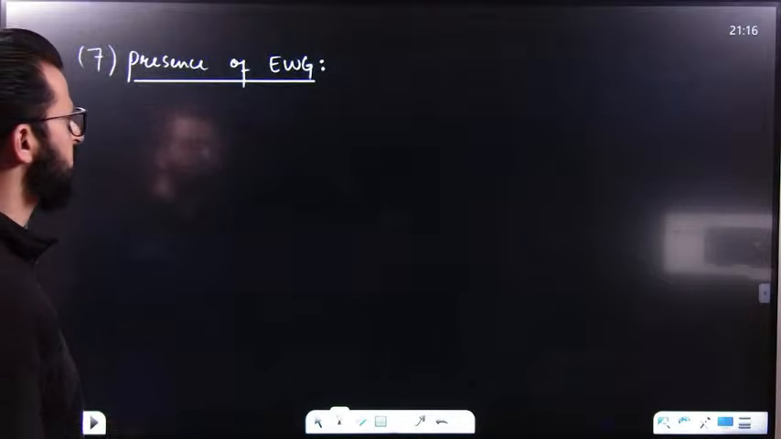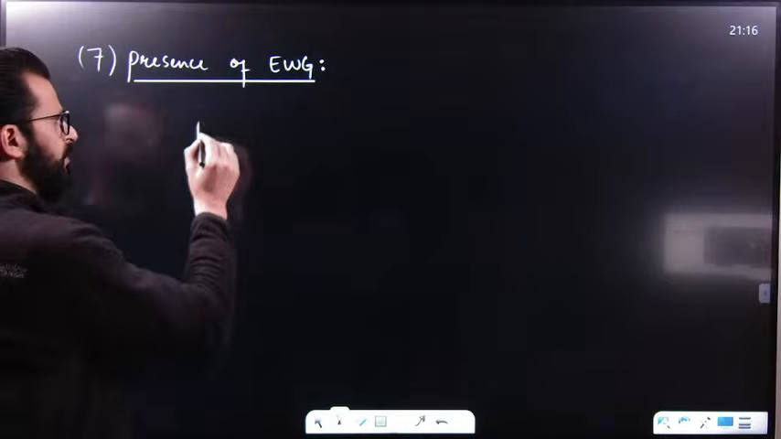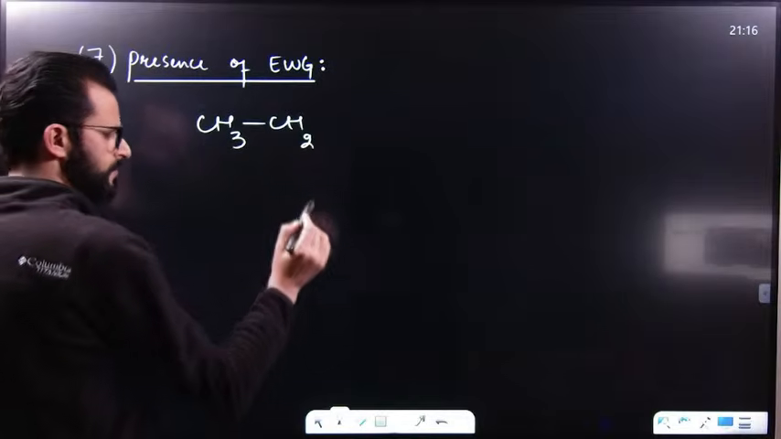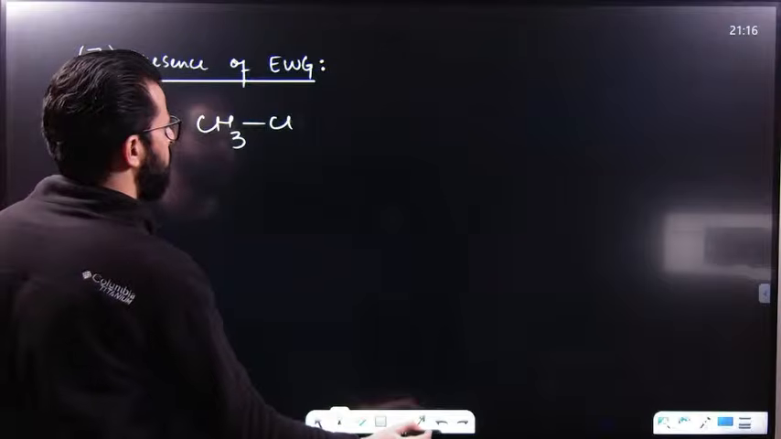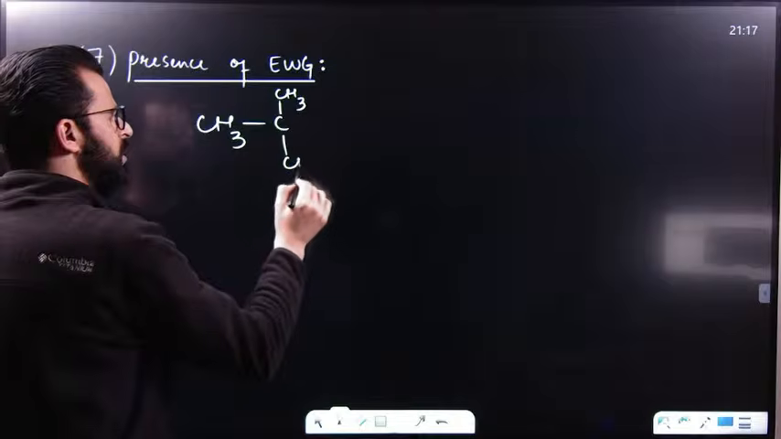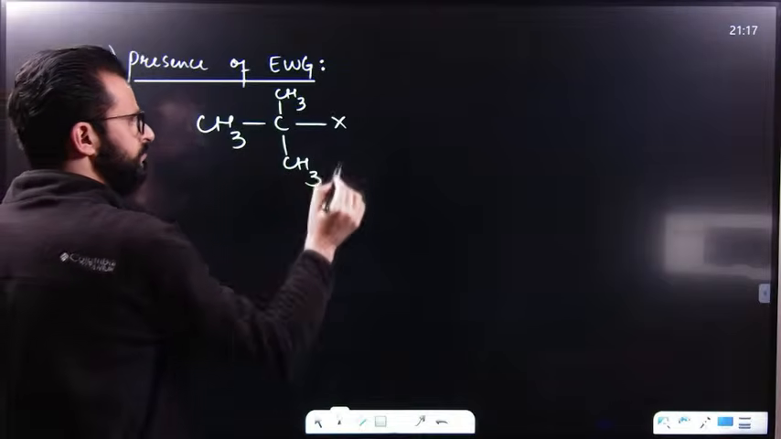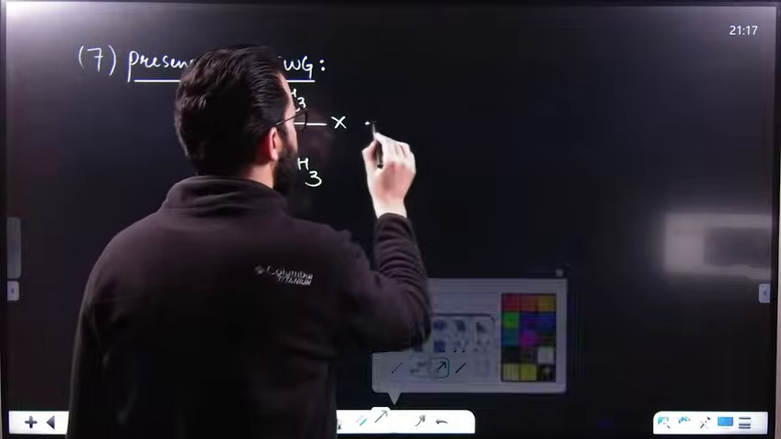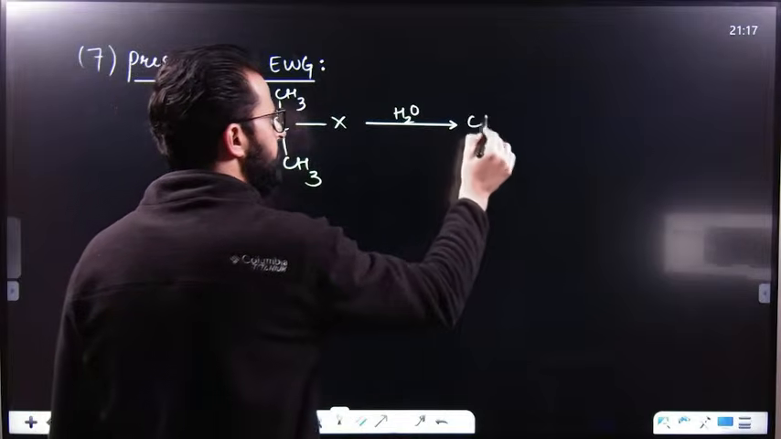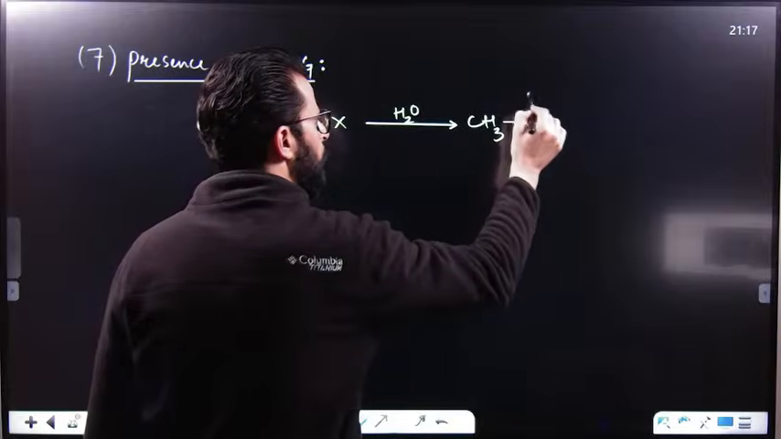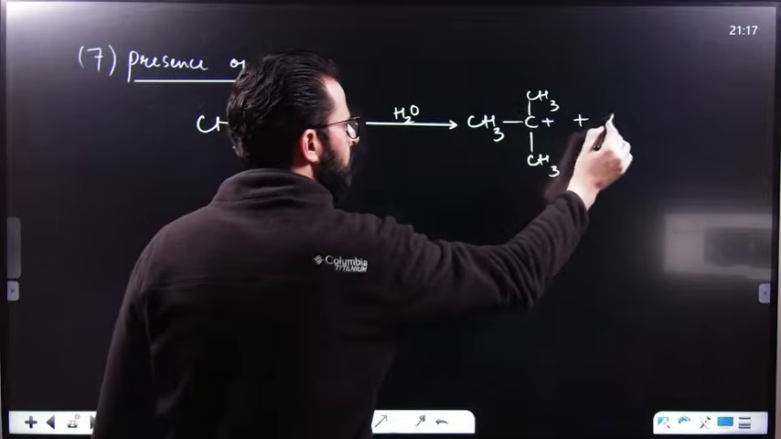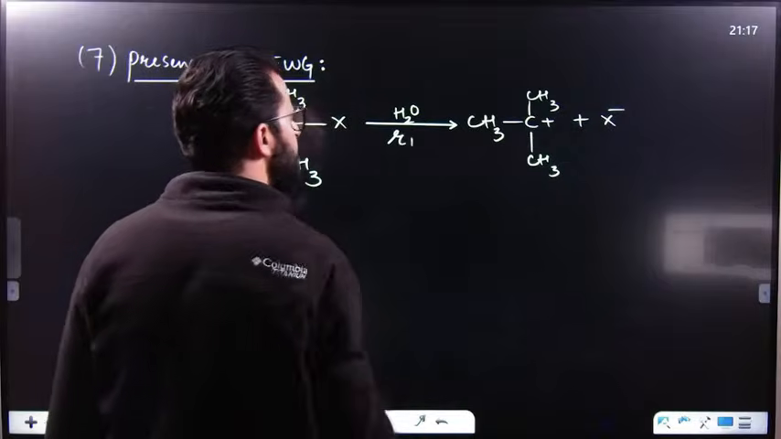After that, presence of an electron withdrawing group. What will happen? Have a look. If you have CH3, CH2, or CH3, C, CH3, CH3 and X, and it undergoes, let us suppose, an SN1 reaction, it will result in the formation of a carbocation, and the leaving group leaves. Suppose the rate of this reaction is R1.